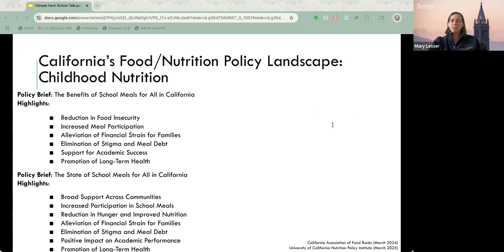In the second policy brief, published not too long ago by the Nutrition Policy Institute, part of UC ANR, Agriculture and Natural Resources, located in Oakland, so we do some work with them in our department, they found very broad support across communities. 87% of students and 80% of their parents supported the School Meals for All program. Parents reported that it saved time and money and reduced stress.